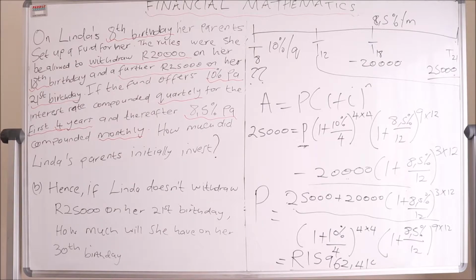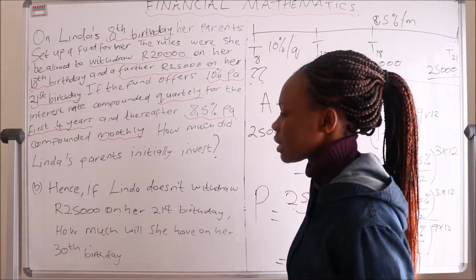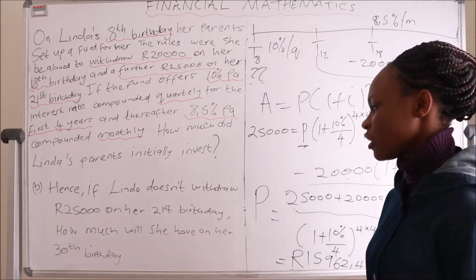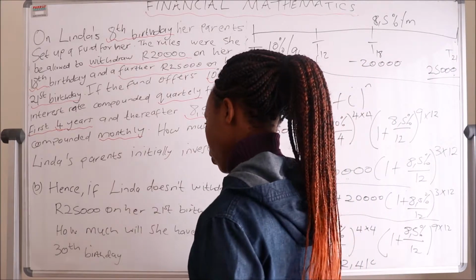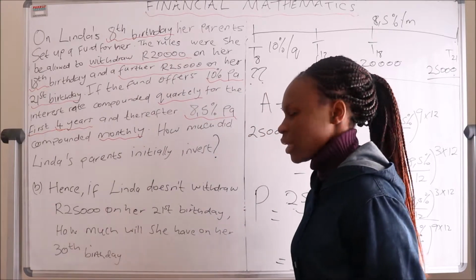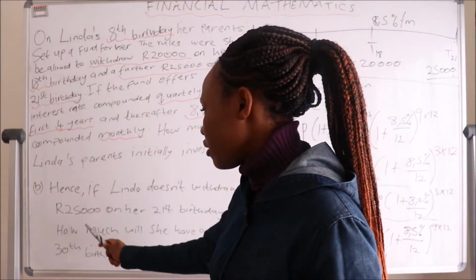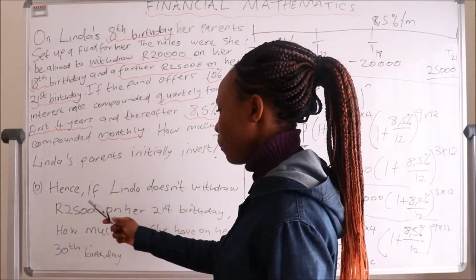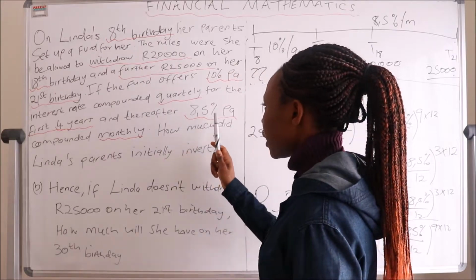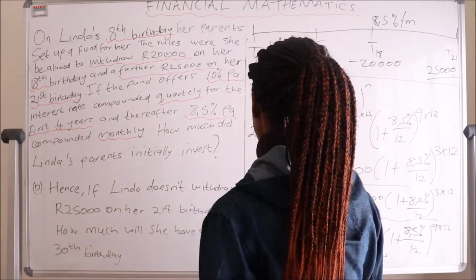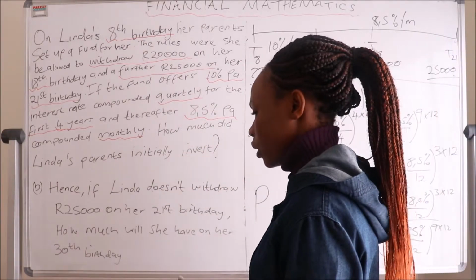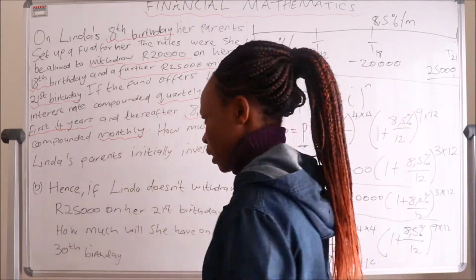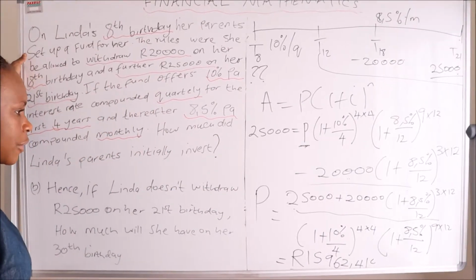And then the second question says, hence, if Linda doesn't withdraw 25,000 on her 21st birthday, how much will she have on her 30th birthday? So in this case, 25,000 now becomes the principal amount, this is what we will now be investing, at an interest of 8.5% compounded monthly, and this time it will be only for 9 years, because we are calculating from her 21st birthday up to her 30th birthday. Alright, so I'll just flip the board.